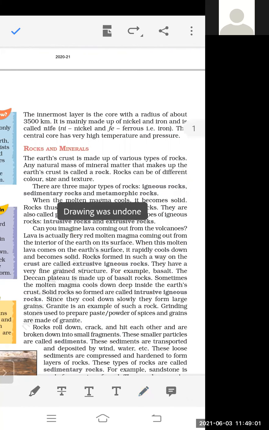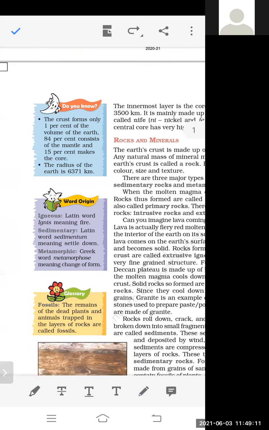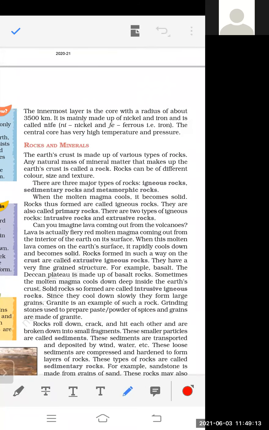Once again, igneous rocks are formed by the solidification of molten magma, and it is formed of two types. First, suppose this is the surface. When the rock solidifies over the surface of the earth, that is called extrusive form. And when the rock solidifies under the surface, that is called intrusive igneous form, right? So basically, there is a firing, so that's why they are called igneous rocks.